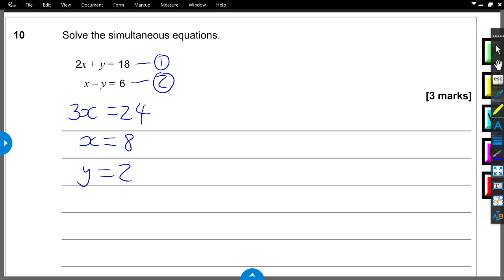And we could do a quick check in the second equation if we want to. So we could use x as 8, y as 2, 8 minus 2 does give us 6. So these must be the solutions. And that solves the simultaneous equations. You can see it's not really much working out at all, and you get 3 marks for that.